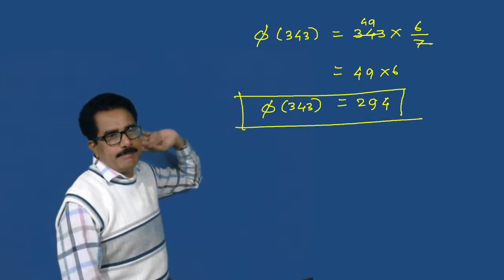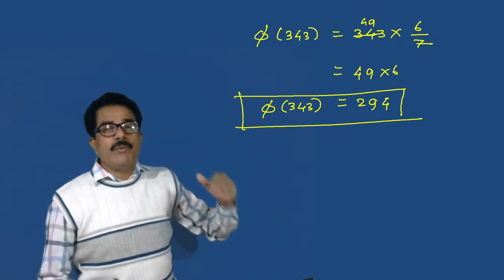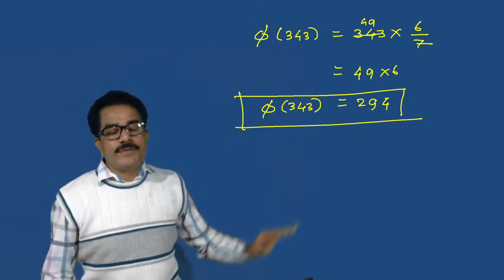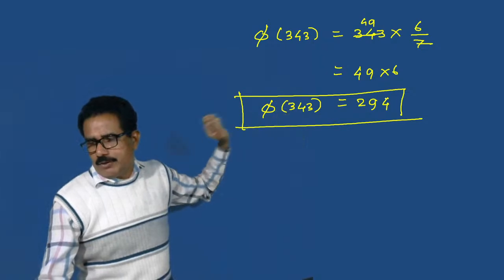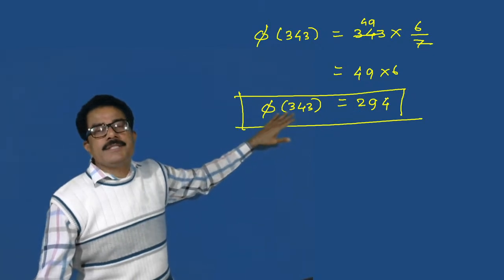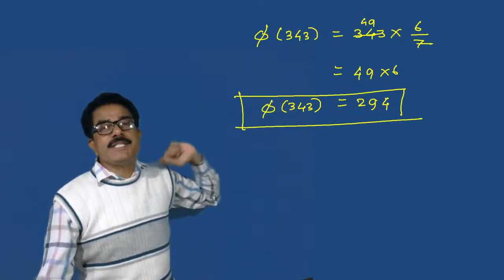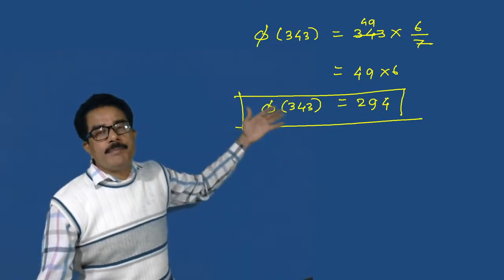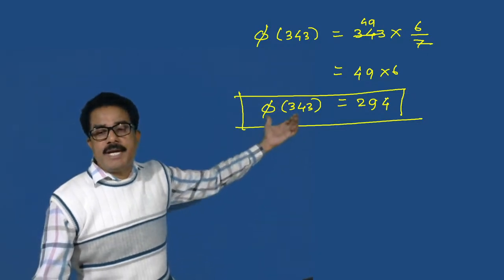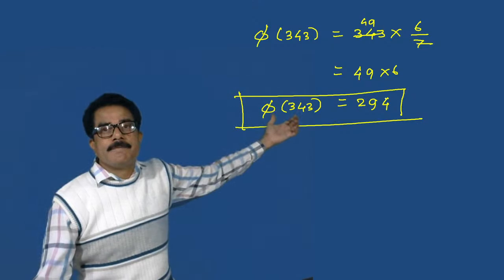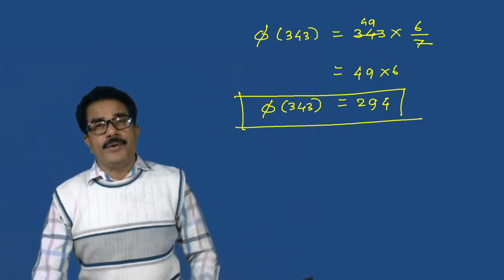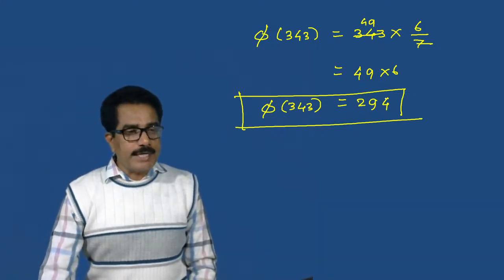Thus we can obtain the value of phi of 343. Meaning, what does this mean? It means the number of positive integers that are relatively prime to 343, how many integers are there? There are 294 integers.